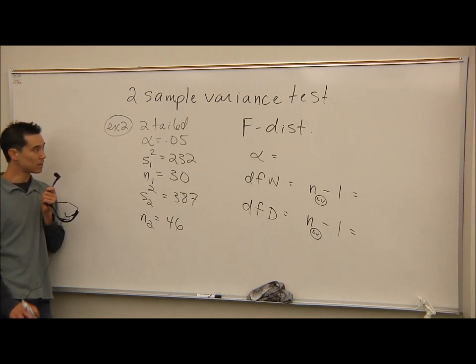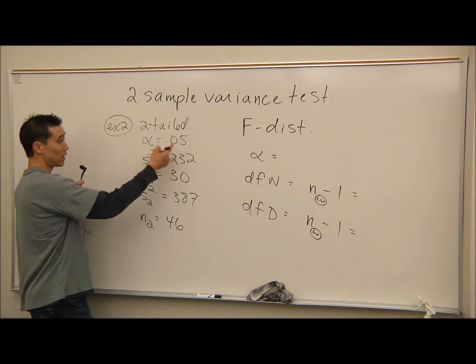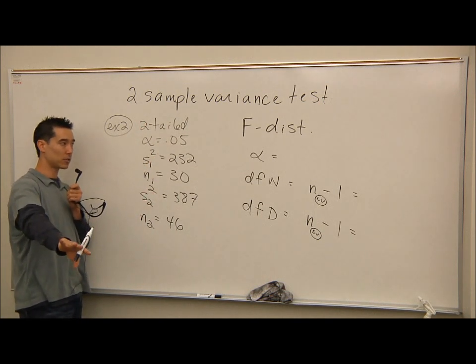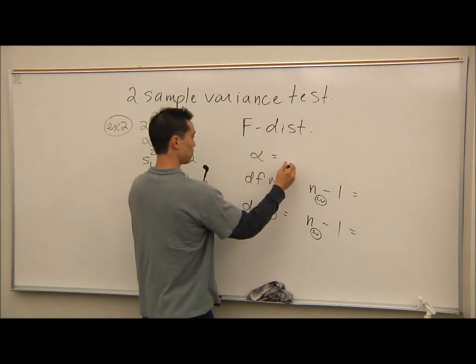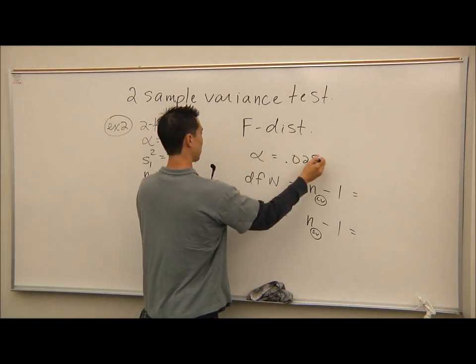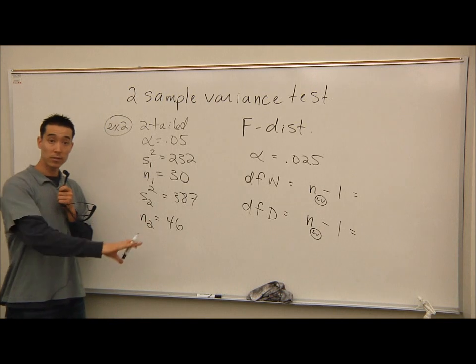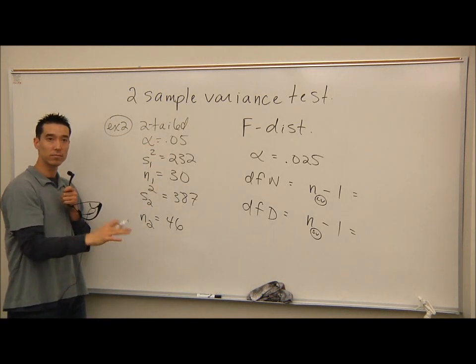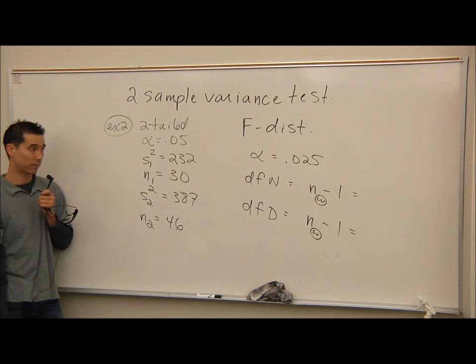Okay, so let's start. It's a two-tailed test, and alpha is 0.05. So if we're going to go and look at one tail, what alpha would we actually use? 0.025. Okay? So anytime you're using the F distribution and it's two-tailed, you have to split it in 2. Okay? So you're going to use alpha's 0.025.